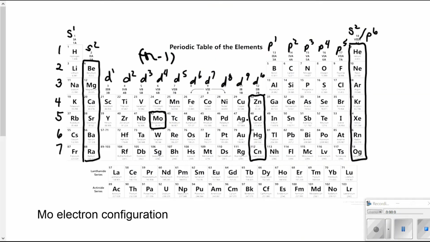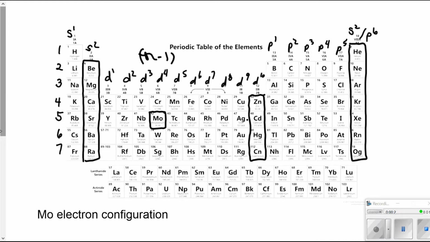Transition element, by definition, contains an ion with an incomplete d orbital. So if we take a look, the d orbitals you can see are in the middle. To help us figure this out for Mo, we need to write its electron configuration, which shows us the arrangement of electrons in the atom.